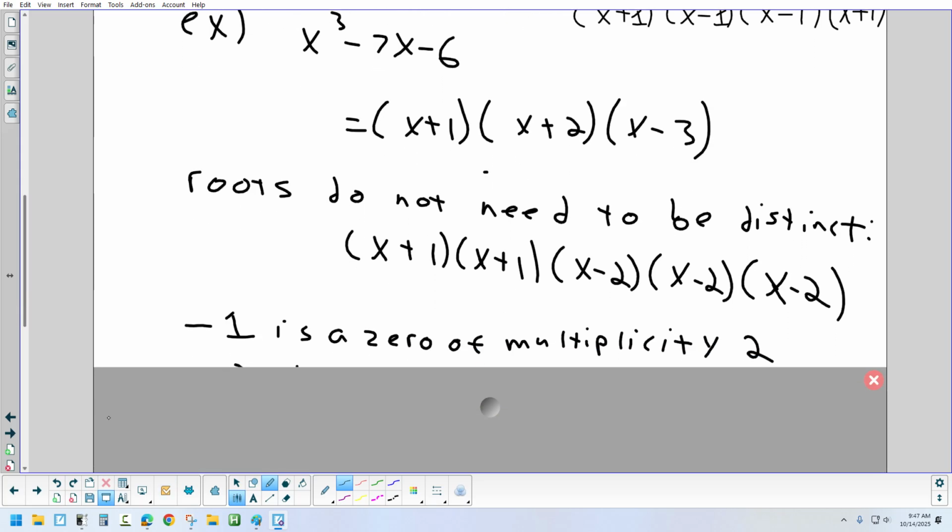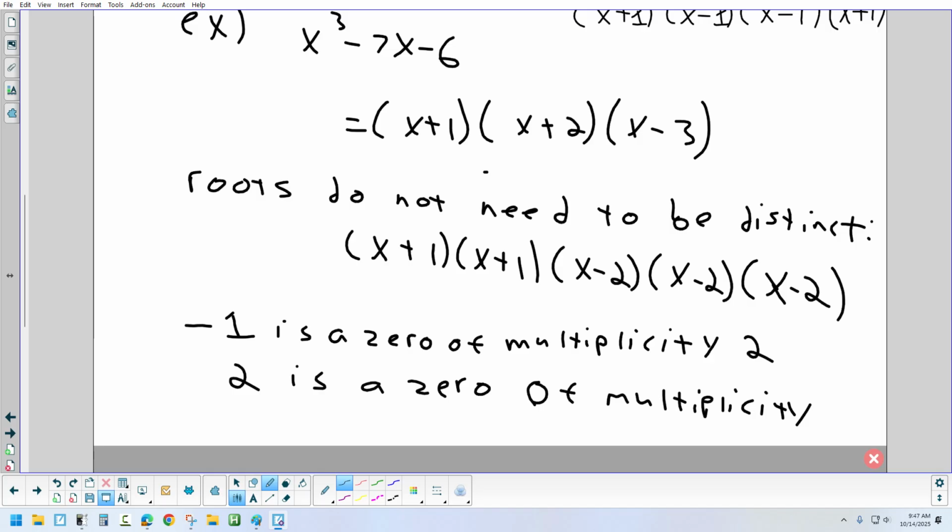The way that we describe how it repeats is we call that multiplicity. So -1 has a multiplicity of 2. That means there's 2 factors you can plug it into that give you 0. +2 is a root because you can plug it in and get 0, and you can plug it into 3 different factors. That's called a multiplicity of 3.